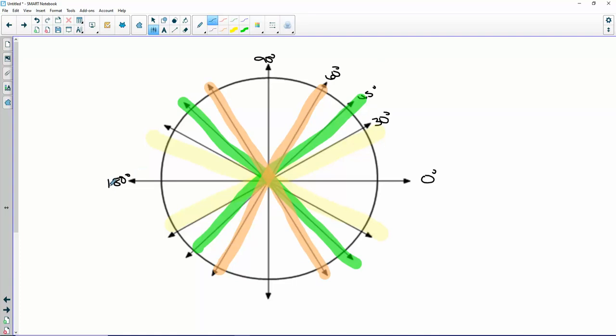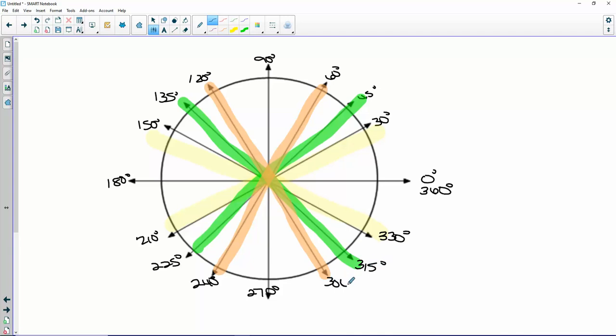So you're just doing 180 minus your reference angle. So 150, 135, 120. Here 180 plus your reference angle. So 210, 225, 240. And then this will be 270. Here 0 is the same thing as 360, so it's 360 minus the reference angle. So 330, 315, and 300. Are we okay with those angles?